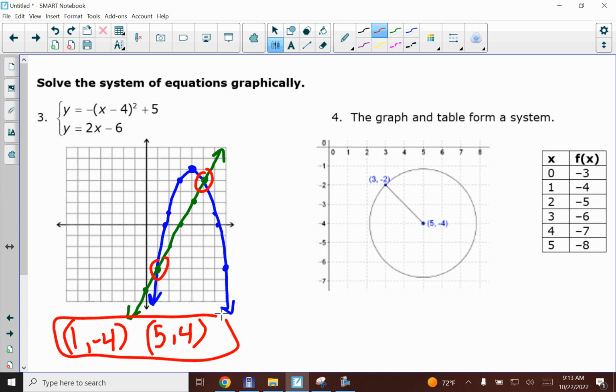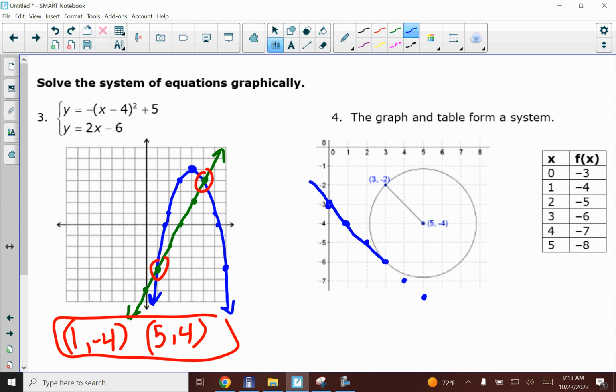This one says the graph and the table form a system. So the circle has already been graphed for us, and now we just have to graph the table. So the first point is at 0, -3, so there's a point here. Then we have 1, -4. Hold on, I missed one. 2, -5. So we're right here. 3, -6. So here's 3, -6, and then 4, -7. And then 5, -8, which looks like it's off the charts, but I'd estimate it's about right here.